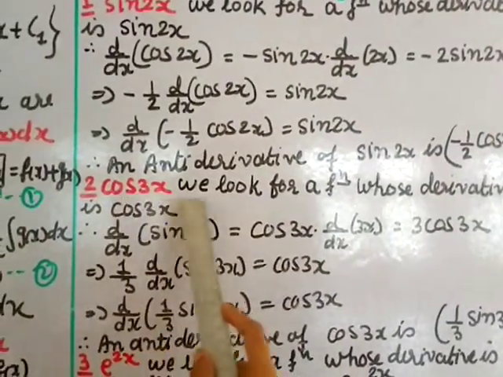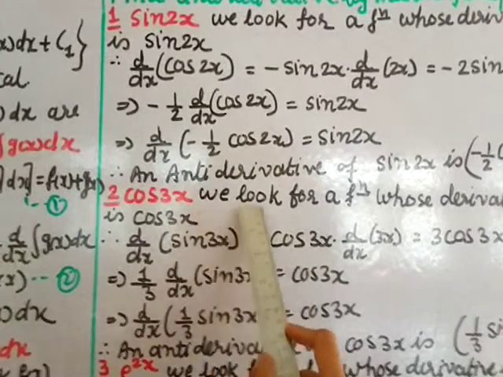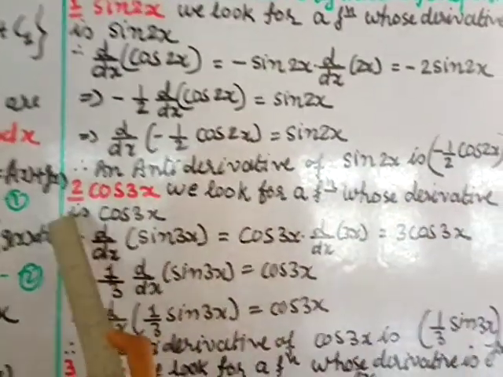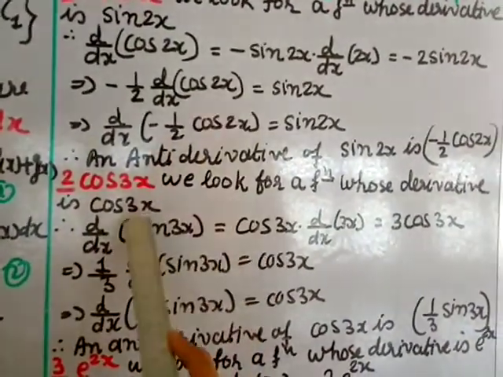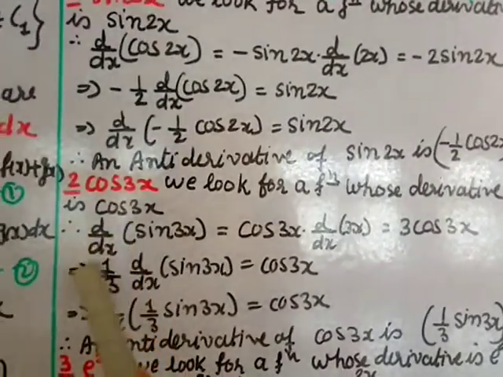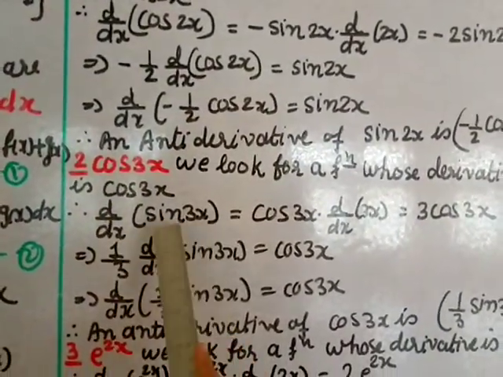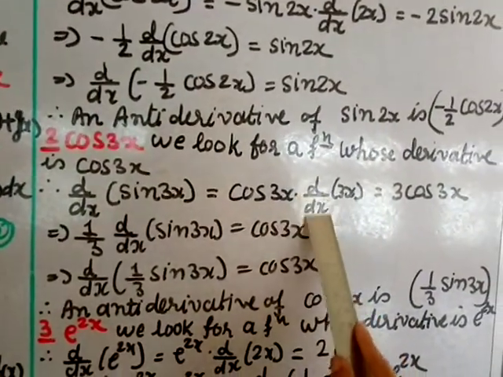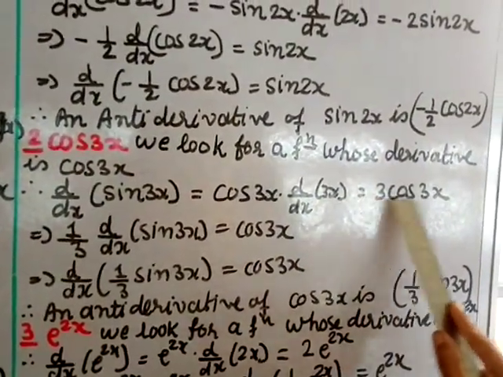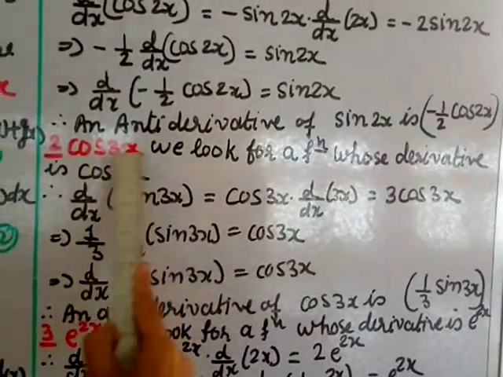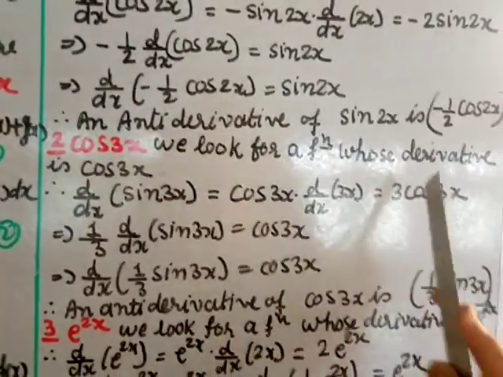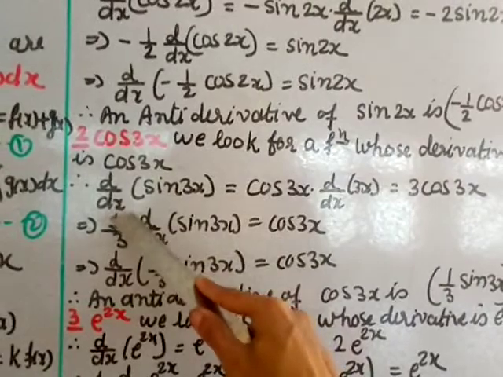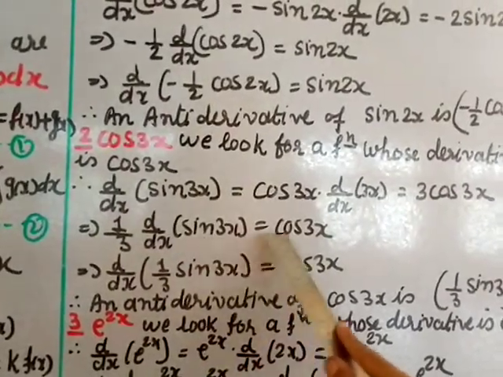Question 2, cos 3x. Here also, in the same way, we look for a function whose derivative is cos 3x. We know the derivative of sine is cos, so I will start with d by dx of sine 3x. Differentiating, the derivative of sine is cos 3x, and you have to differentiate 3x, which gives you 3 cos 3x. You have to find the antiderivative of cos 3x, so this 3 is extra, which you transfer, it will go 1 by 3. 1 by 3 d by dx of sine 3x equal to cos 3x.